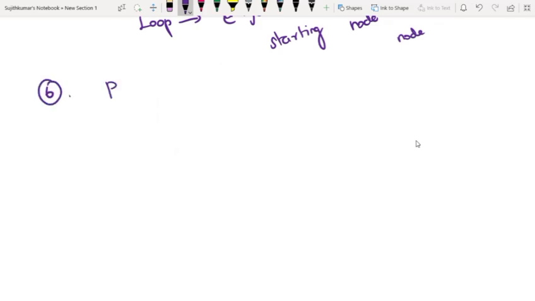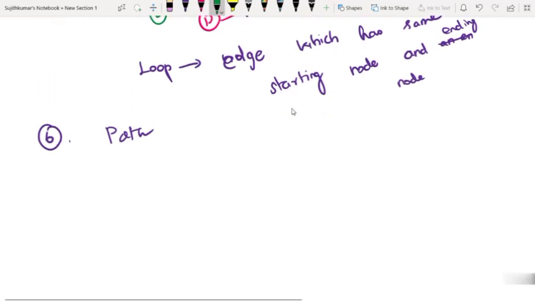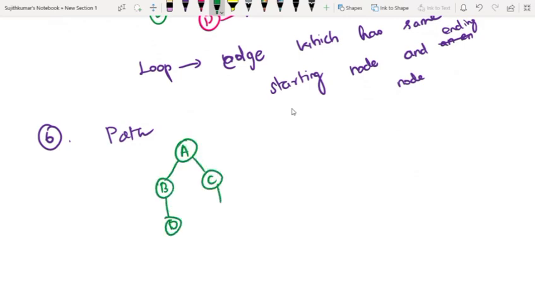I think I have explained this path already, in trees. Let me take the same example and explain path. It works in a similar manner here. This is a graph, an undirected graph.